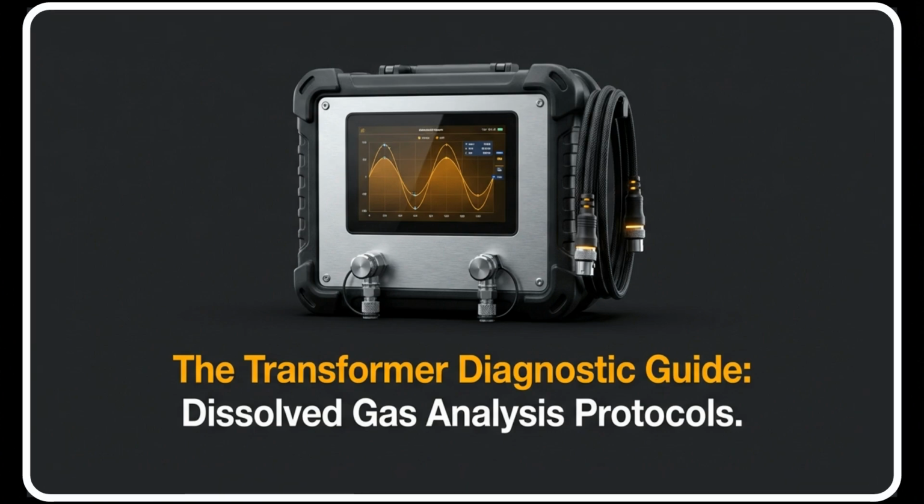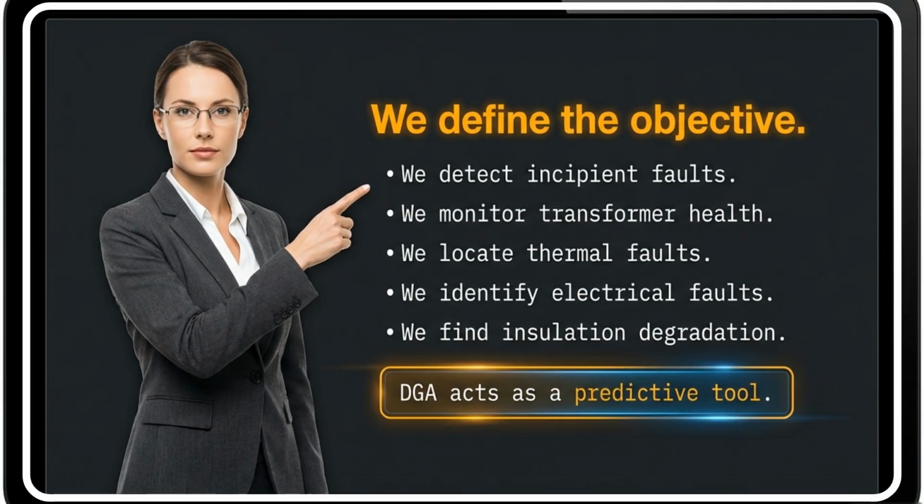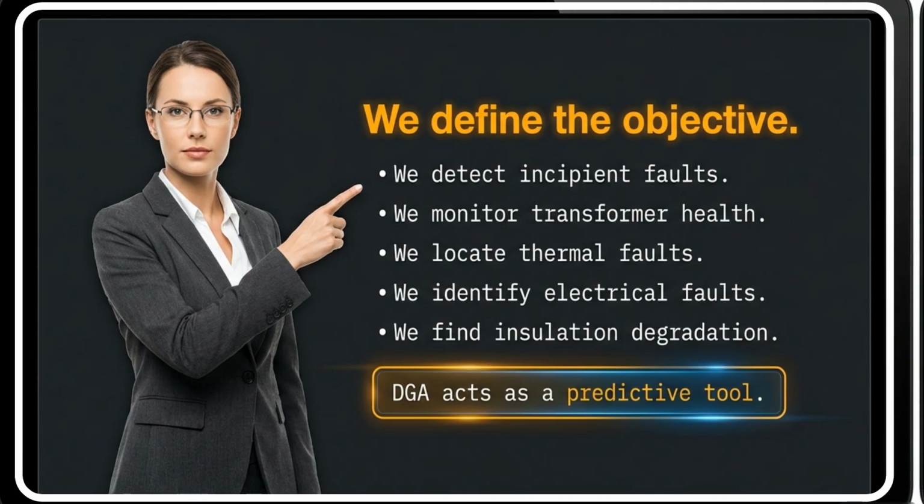Welcome to the Transformer Diagnostic Guide, Dissolved Gas Analysis Protocols. This video will walk you through the essential steps for accurate transformer fault diagnosis using DGA. Our objective is clear. DGA acts as a predictive tool. We use it to detect incipient faults, monitor transformer health, locate thermal and electrical faults, and find insulation degradation.